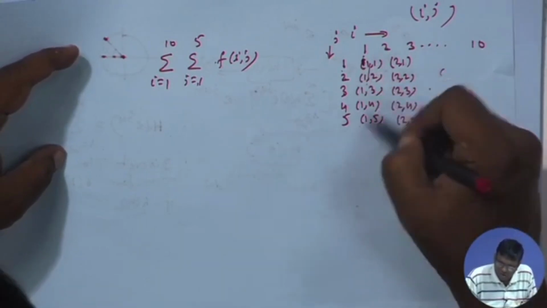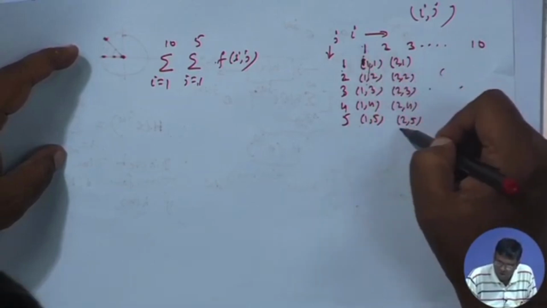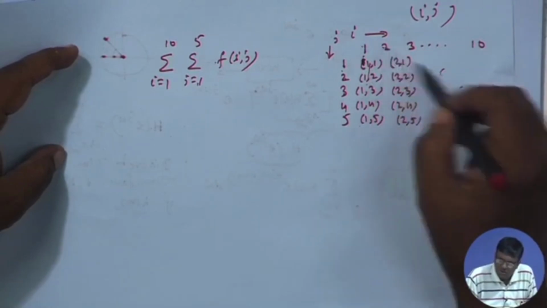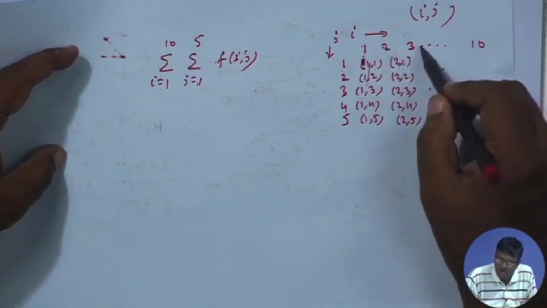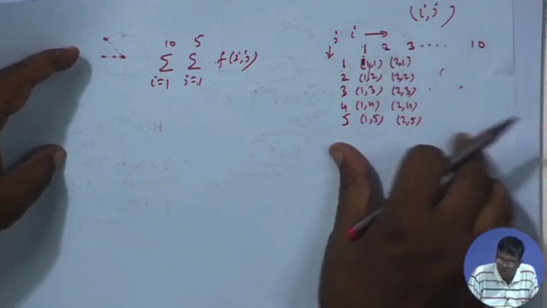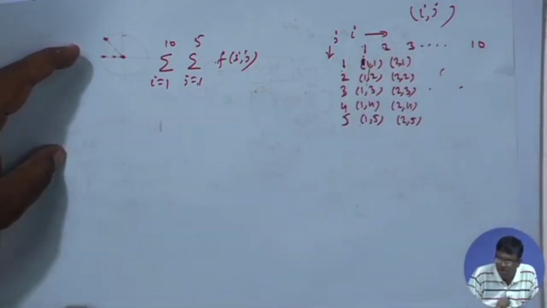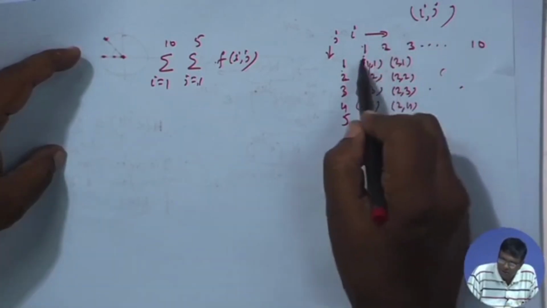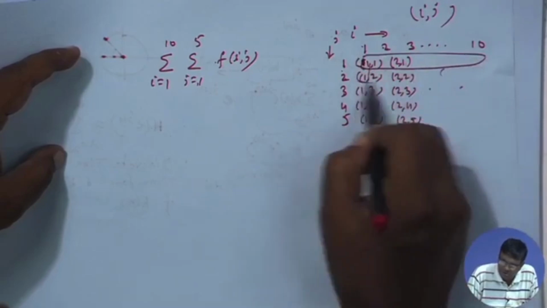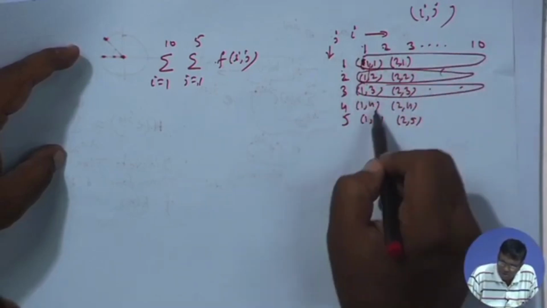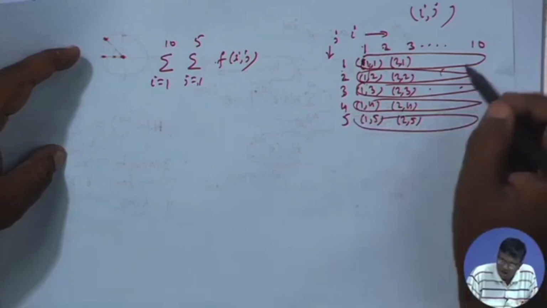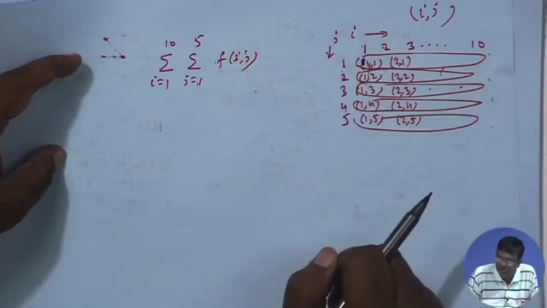So, I am adding over j first for one i, adding over j again for another i, and again for another i, and then I add these individual summation results over the various i's. That is the meaning of this. But I will get the same thing if I add like this: this row, then this row, this row, and add the results over this j axis.